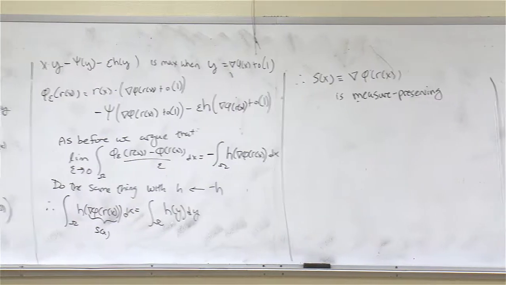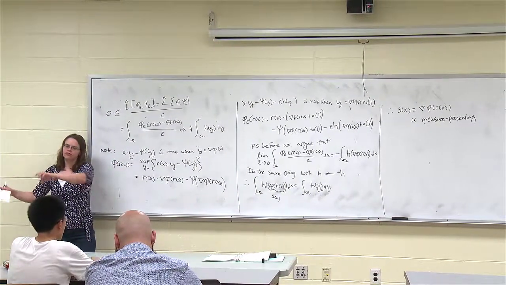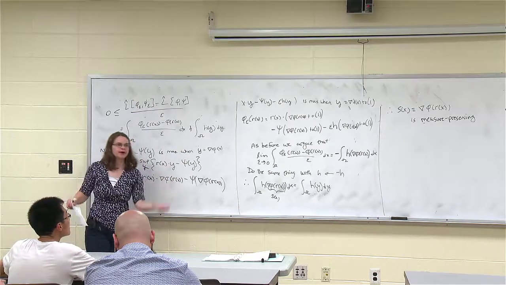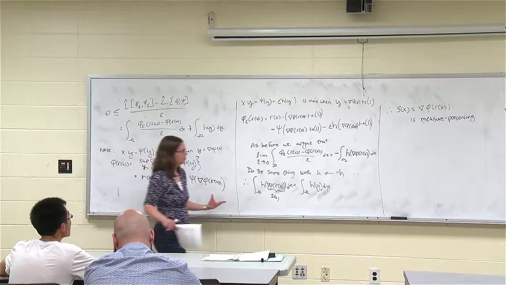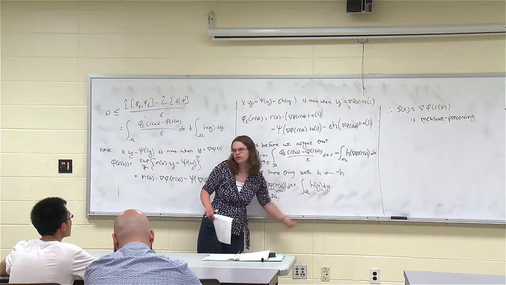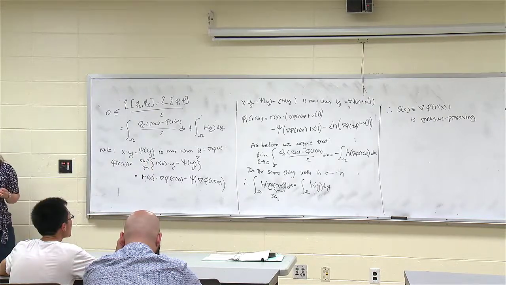Okay, so S, in other words, we start with our set omega, S takes omega and maps it back into itself, rearranges things a little bit, but rearranges things in a way that the measure is still the same. The Lebesgue measure is preserved under this mapping.